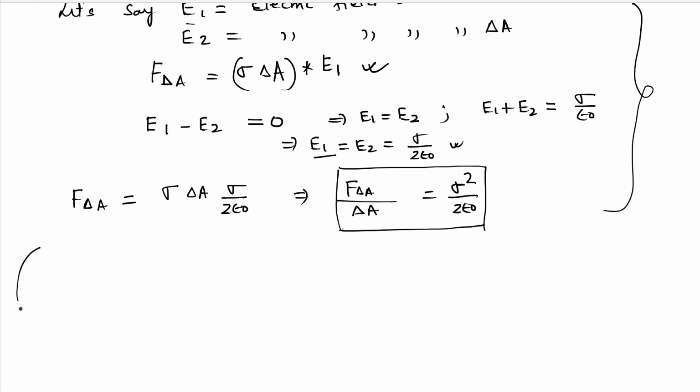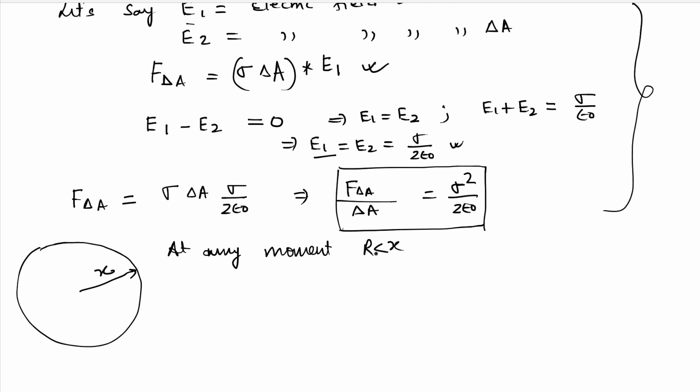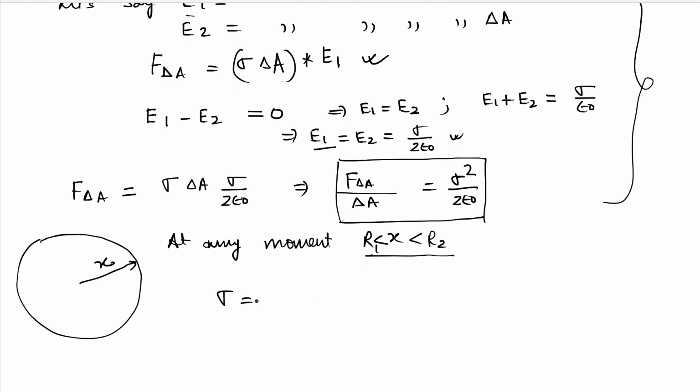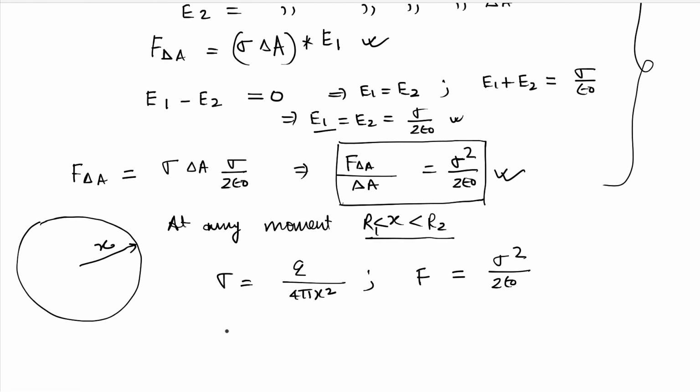Let's consider the shell of radius x at any moment, where x is greater than R1 and less than R2. So what is the sigma here at this point in time? Q by 4 pi x square. And hence the force per unit area is sigma square by 2 epsilon naught from here, right?